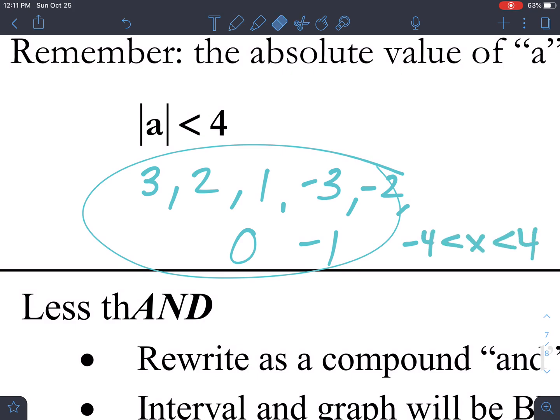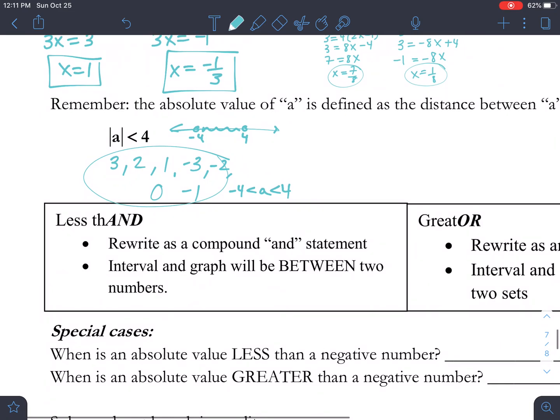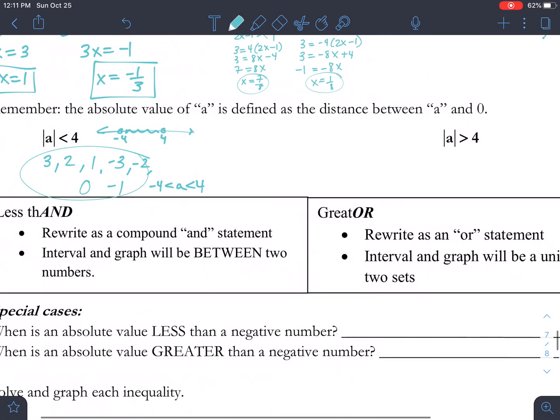Or, well, I actually should say A, not X. That's kind of what I notice. I picked all these numbers. If I looked on a number line, all these numbers between -4 and 4, those were all the numbers that kind of worked here. All right, well, what about the opposite? What if I said, when is the absolute value of A greater than 4?